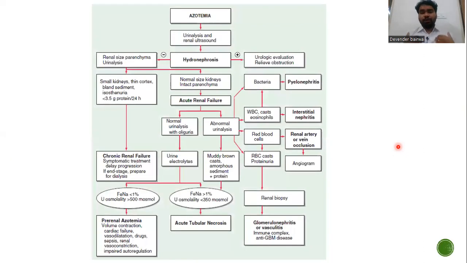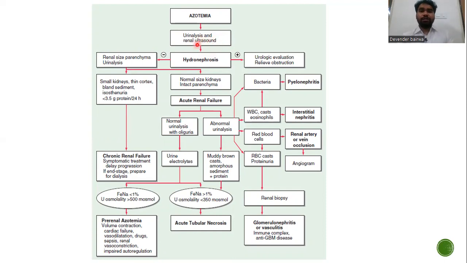Suppose a patient has come to you with renal failure, with reduced urine output, and urea and creatinine increased. This flow chart from Harrison is very useful, and it shows how we can proceed further. Suppose a patient has come with azotemia. You can go for a urine routine microscopy, known as urinalysis, and then a simple ultrasound, because post-renal causes are least common but very easily diagnosed.